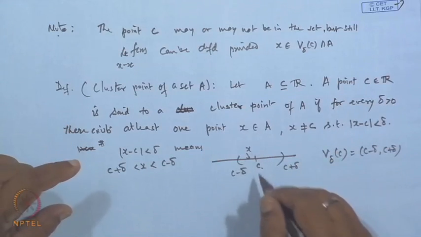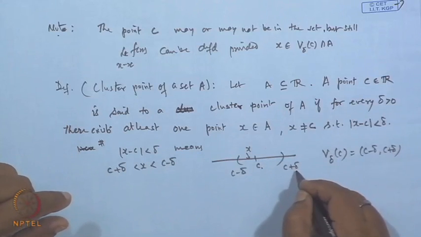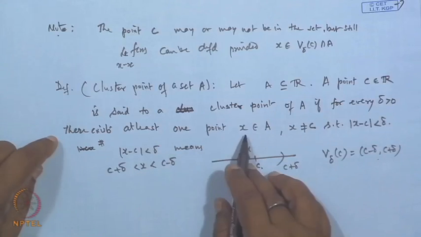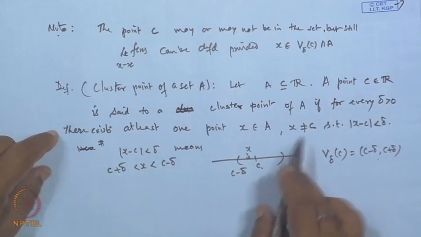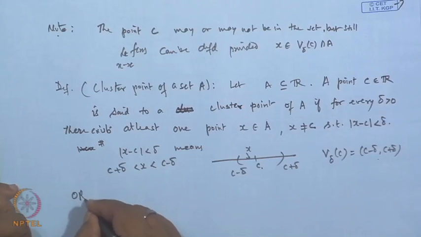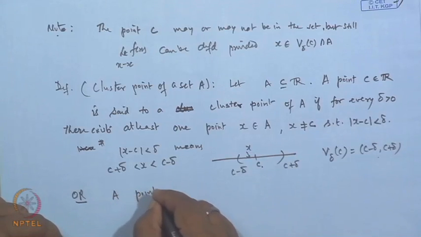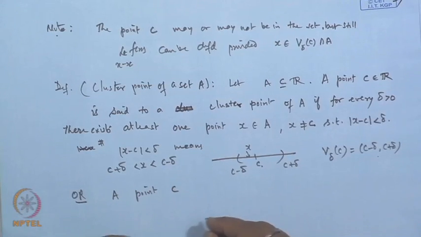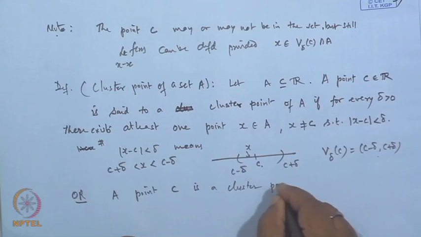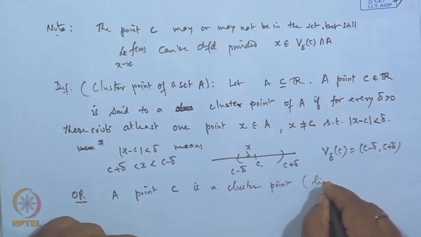Then we say c is the cluster point of the set A if, when we pick up the neighborhood of delta, at least one point x belonging to A, different from c, lies in it. In other words, we can also define it in terms of the neighborhood: a point c is a cluster point, which is also called the limit point, of a set.